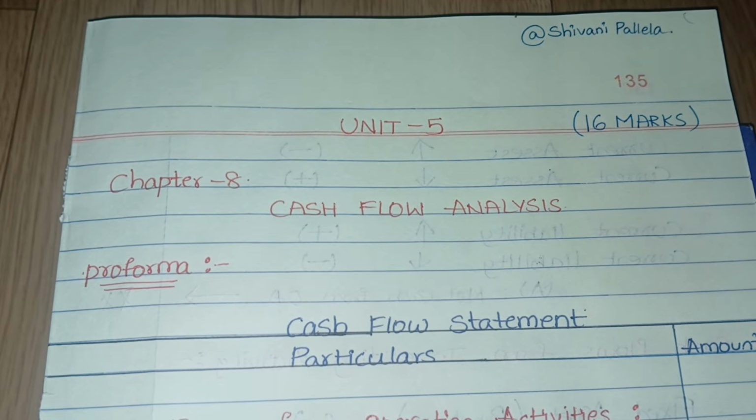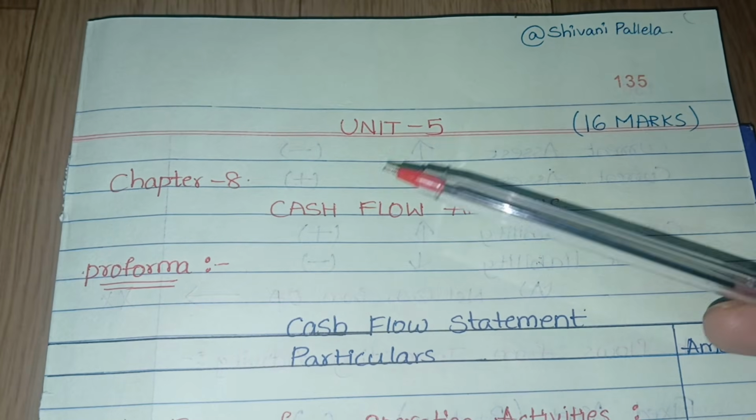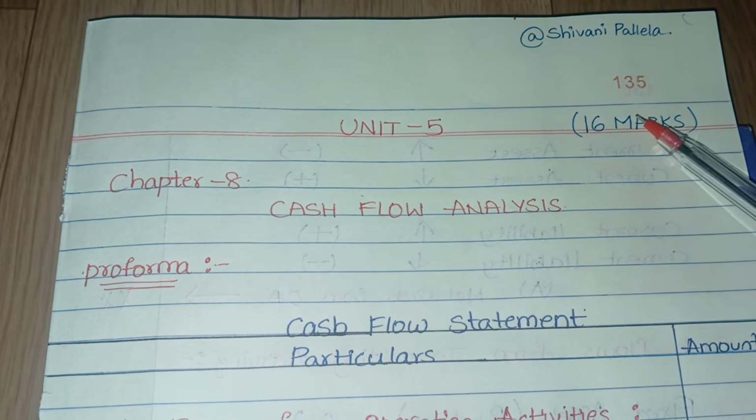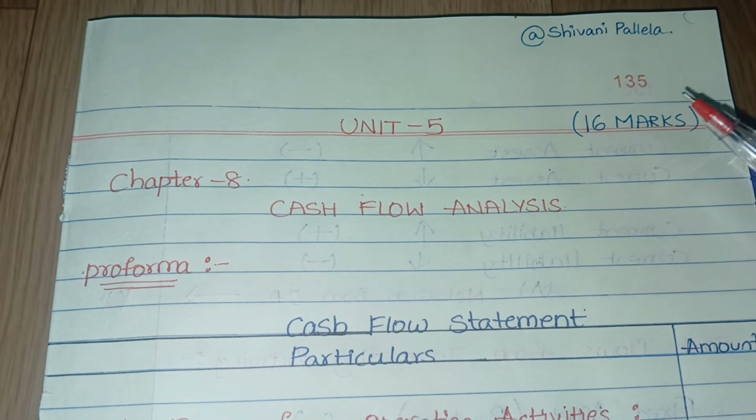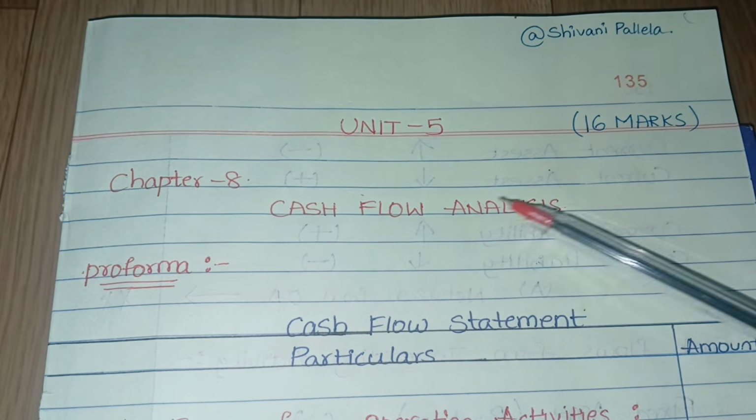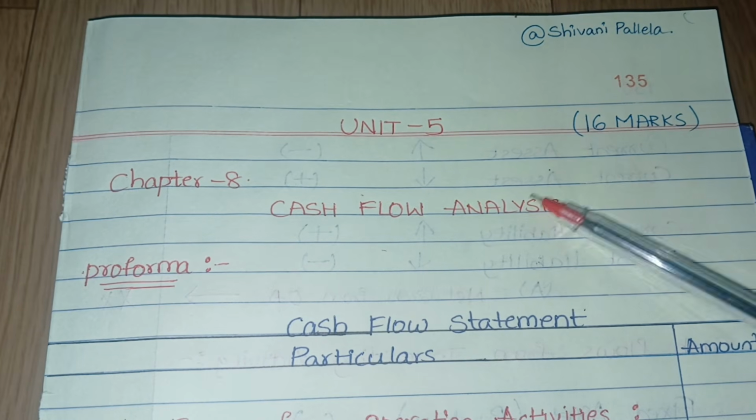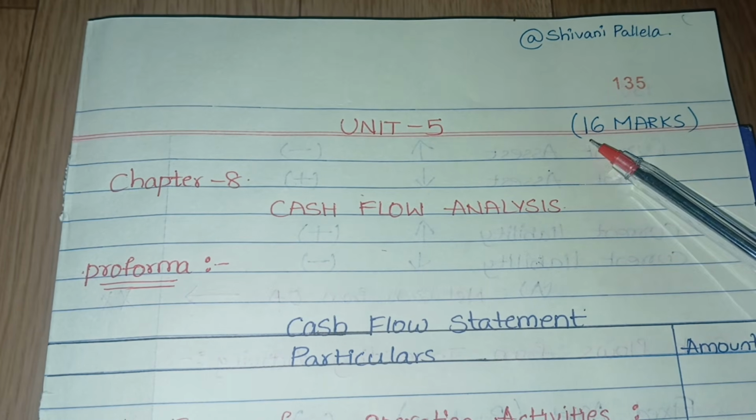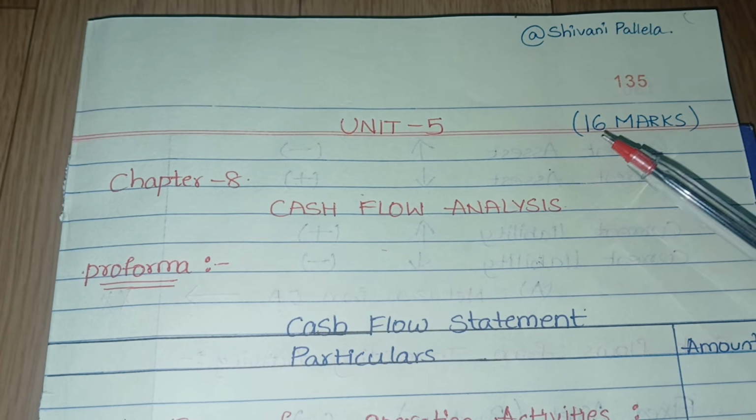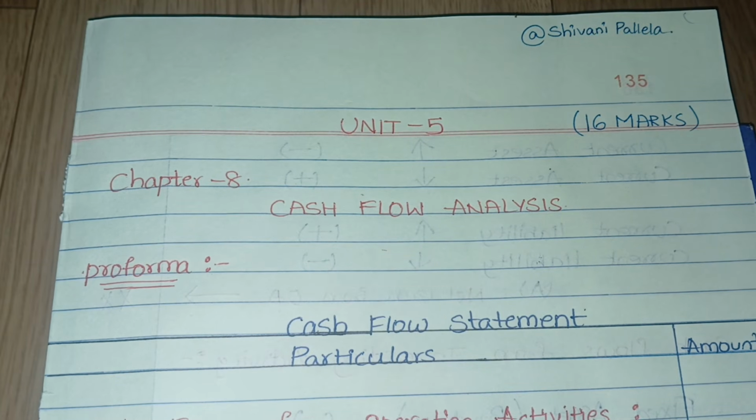So students, in this video we will discuss the topic cash flow analysis. In the CCMA subject, from unit number 5 you have only one chapter. You can score 16 marks weightage from this chapter, that is cash flow analysis. 12 marks compulsory problematic they will ask, and 4 marks we can also expect a problematic or theoretical question from this cash flow analysis. So total weightage is 16 marks.